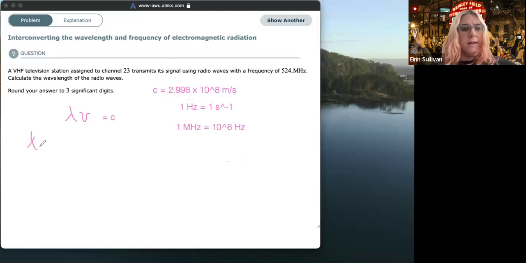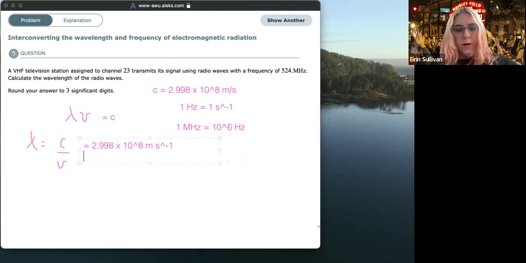So wavelength, lambda, is going to be C over my frequency. So 2.998 times 10 to the power of 8 meters per second, divided by my frequency. And if you like, you can just write 524 megahertz and then do 2 unit conversions.